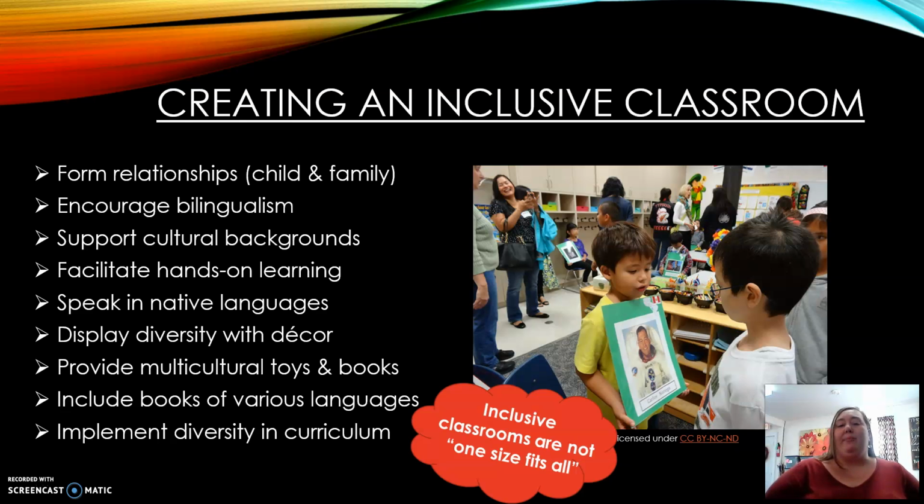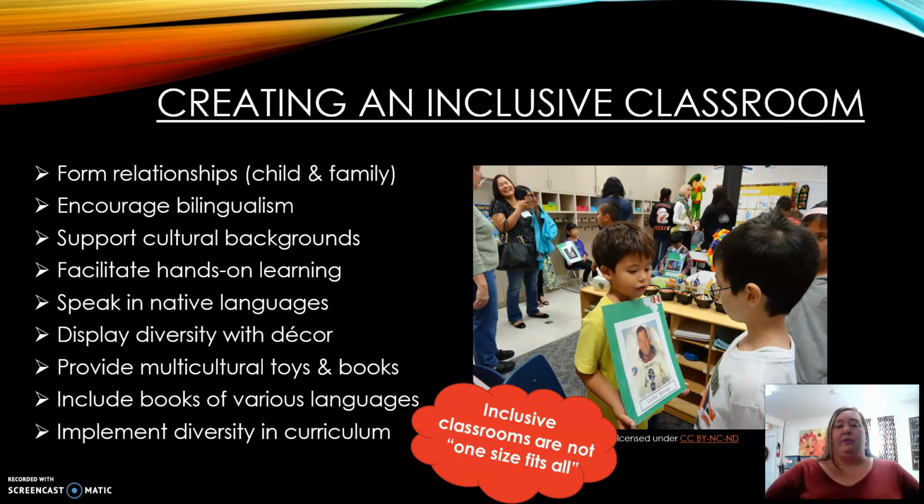It's also important to encourage bilingualism. Not only children who are learning English, but also children who are currently English speakers can learn. For example, if you're speaking to a child who speaks Spanish, the English language learner can learn English while at the same time the English speaking student can learn Spanish. By encouraging bilingualism, it lets all students feel like they are welcome.